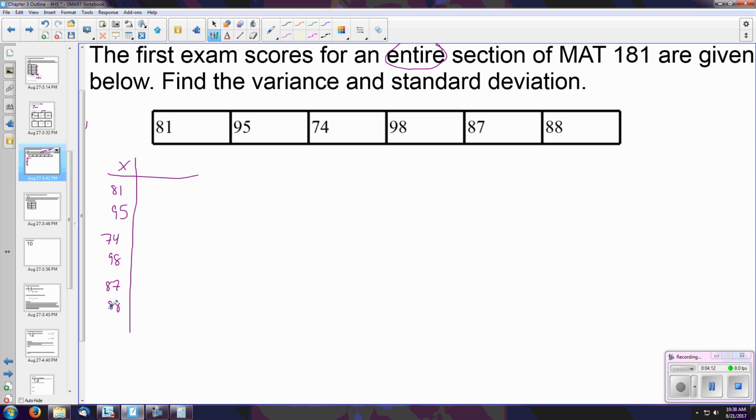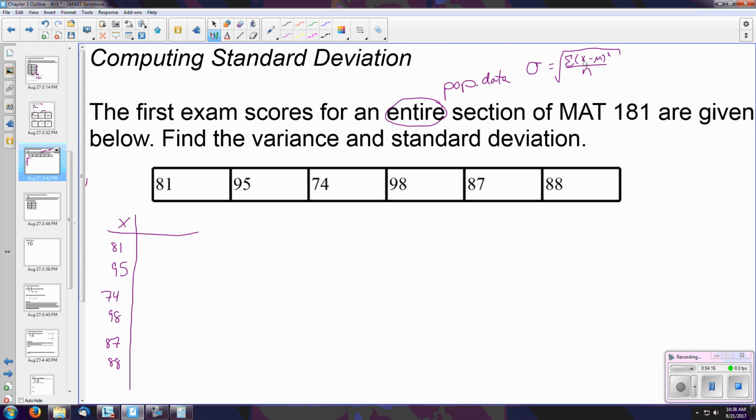Now that we have all of our data listed, we need to first, according to this formula, use order of operations. Numerator, parentheses first, x minus mu. If I haven't yet calculated that, and you'll notice it's not given here, we first need to find out what mu is equal to. So mu equals, add all of our numbers up, and divide by the total.